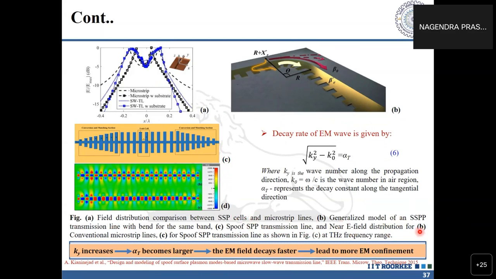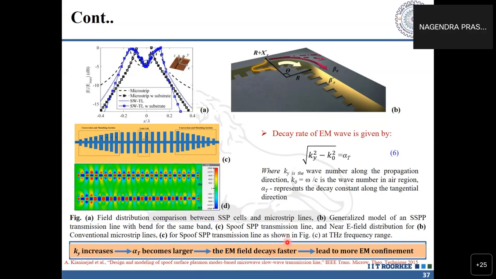This is the near field distribution for B, the conventional microstrip line. So this is the confinement in the conventional microstrip line, and this is the confinement in the spoof SPP transmission line. See, the wave is highly confined inside the structure, while if you use a simple microstrip line, the wave is spreading outside your guiding structure.